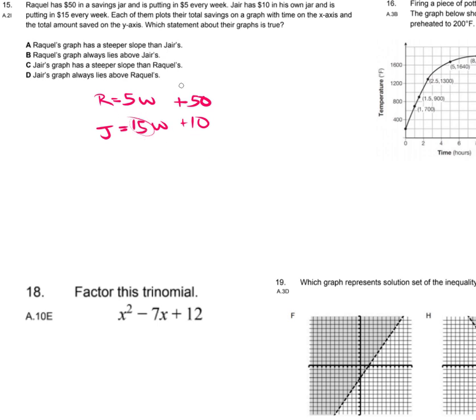That means it's going to go up 15 and over 1 for every week, rather, as Raquel only goes up 5 and over 1. So Raquel's graph is definitely not steeper than Jer's graph. So that one's out. It's definitely not a steeper slope, right? Raquel's graph always lies above Jer's graph.